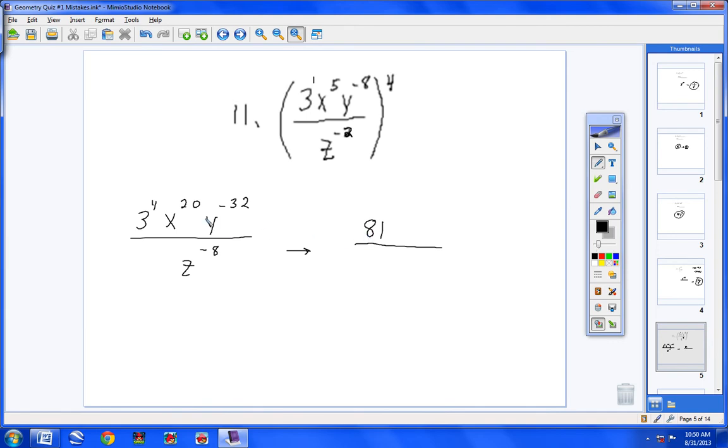Now, this x to the 20 is fine where it is, and it's fine because this 20 is positive. But if you look at the y, it's got a negative exponent, so I'm going to bring it down here and make it y to the positive 32. And if you see this z, it has a z to the negative 8. I'm going to bring the z up top and make it a z to the positive 8. And we are good to go.